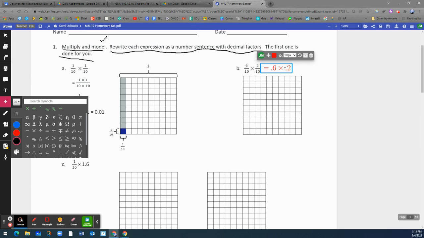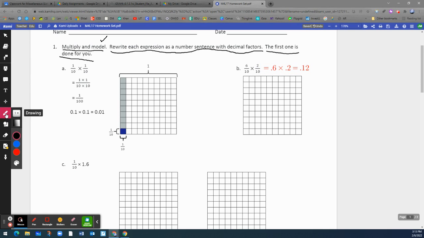All right. As we do that multiplication, we can say 6 times 2 equals 12, and that will be our answer, 12 hundredths. And it is 12 hundredths because you're multiplying a tenth times a tenth, which is 6/10 and 2/10.